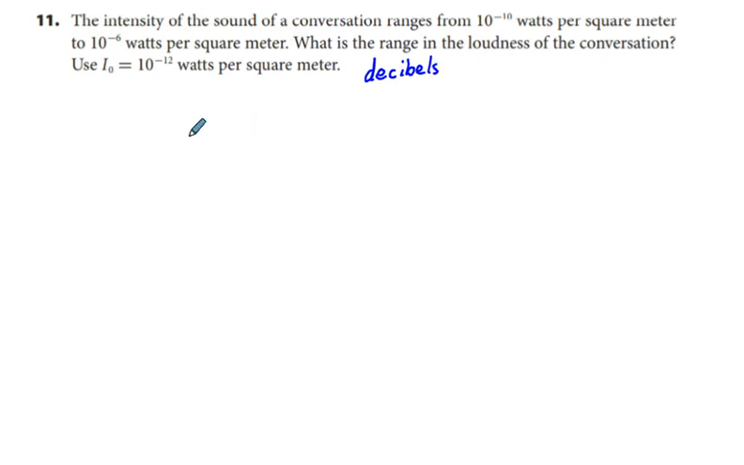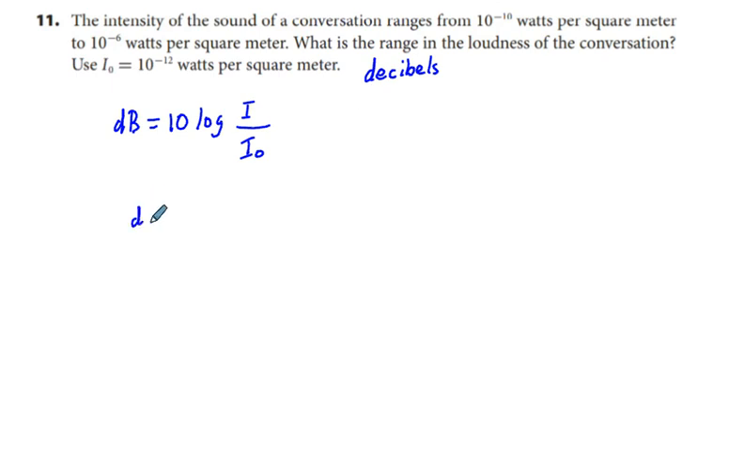So, the range in decibels. It really doesn't give the equation here, but the equation for sound intensity in decibels is dB, the amount of decibels, equal to 10 log of I over I sub 0. In this case, we're given two situations.